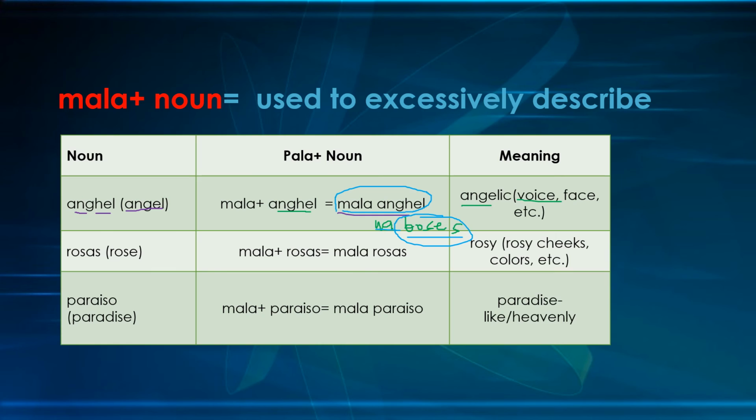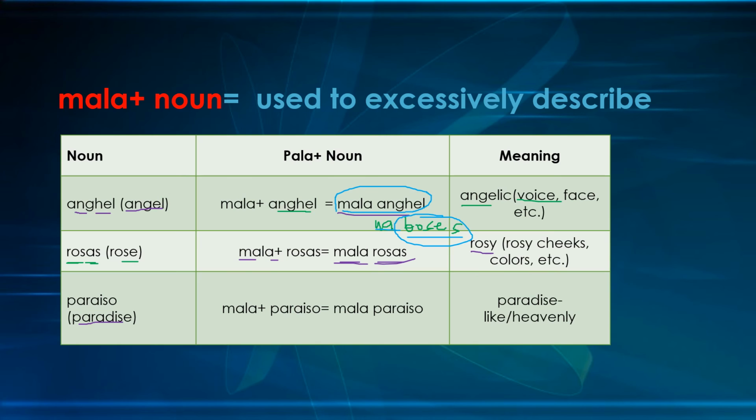Next is the noun rose. It's rosas. By adding mala, we have malarosas. It means rosy. Rosas, rose. By adding mala, malarosas. It means now rosy. So it's like rosy cheeks, or we can also use it to describe colors. Rosy colors or rosy clothes. Things like that. And the next example is paradise.